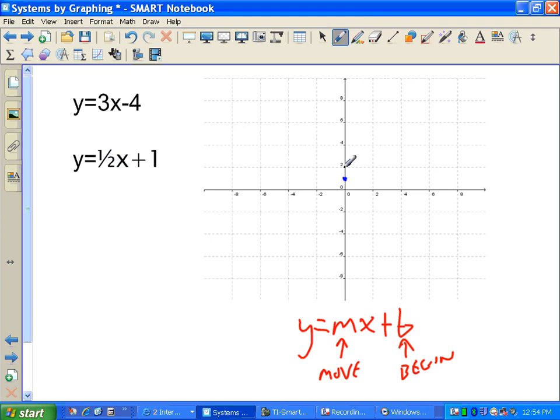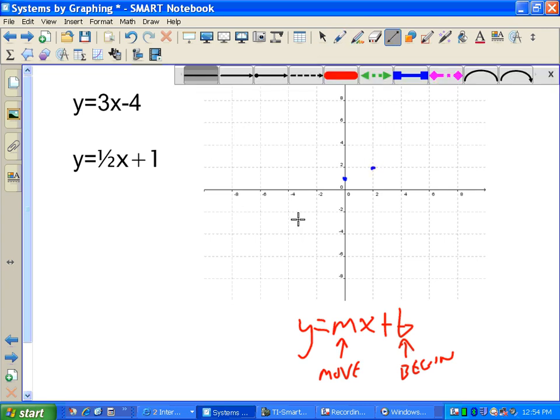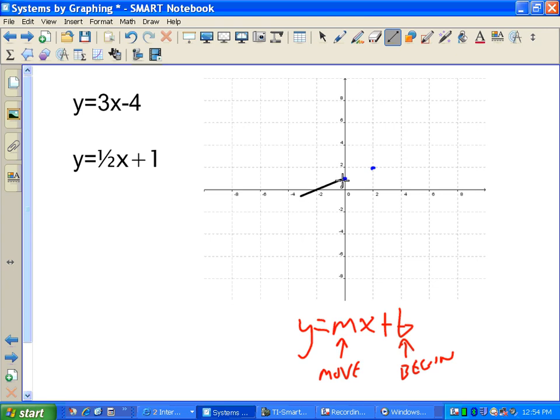So we go up 1, which is right to there, and over 1, 2, which is right there. So when I try to draw a line, I will try to draw a line that passes directly through both of those points. I think I've done it. Okay? So there's the first one.